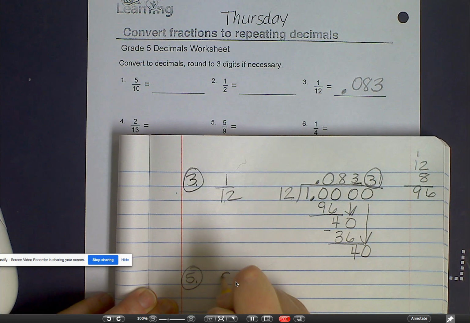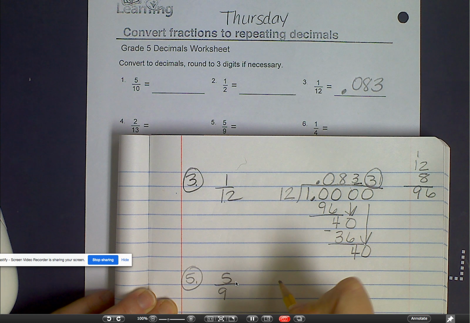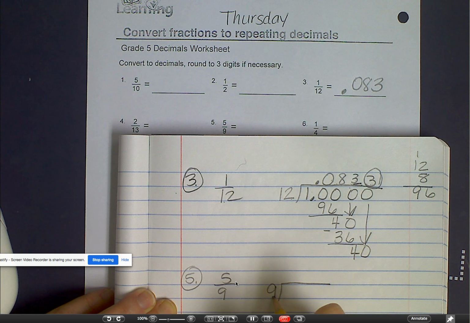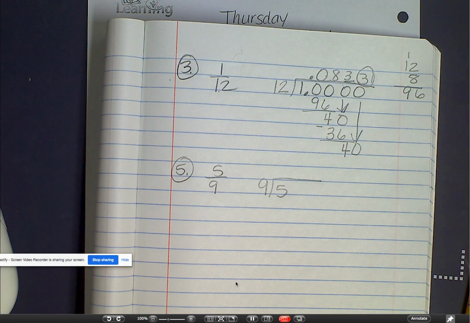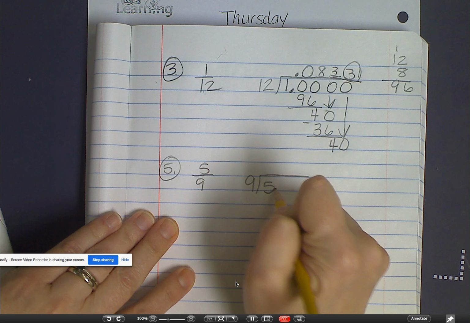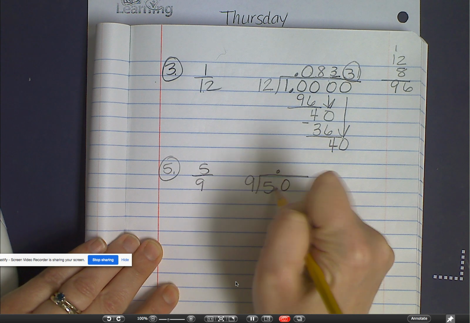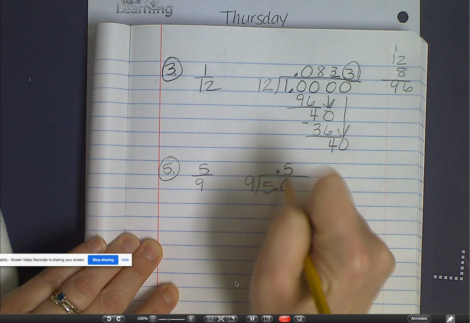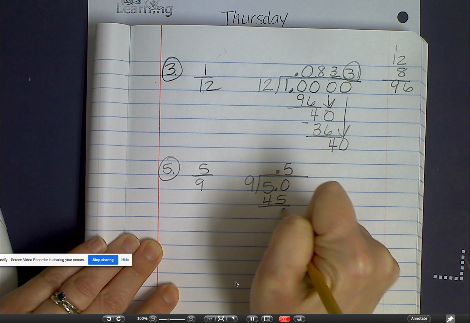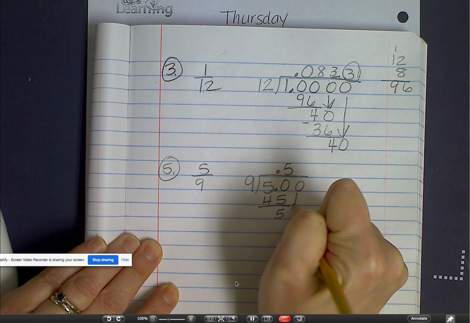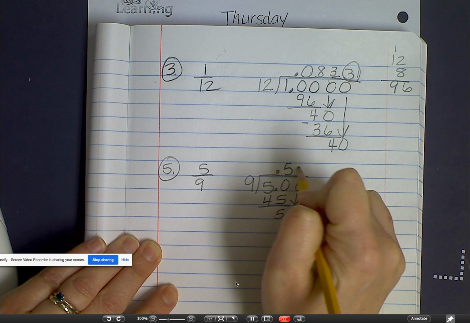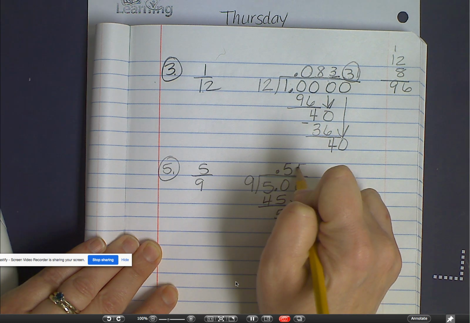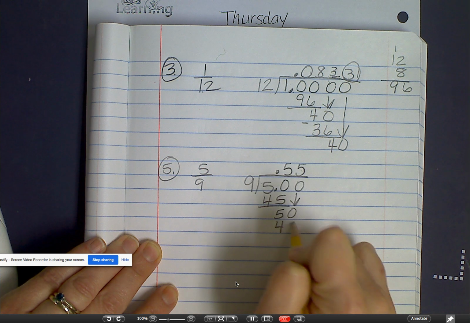All right, let's look at number 5. Number 5 is 5/9. So remember, 9 is my denominator, and that's my dog that goes outside. And then I'm going into 5, right? So I'm going to add my decimal. And then 9 goes into 50. 9 times 5 is 45, right? And then I'm going to have my 0 just to bring it down. Again, 9 goes into 50 5 times because 9 times 5 is 45.